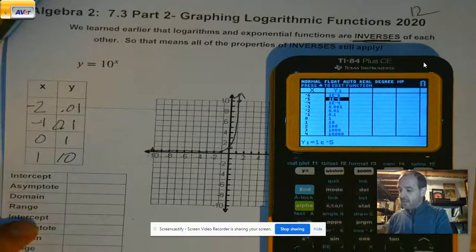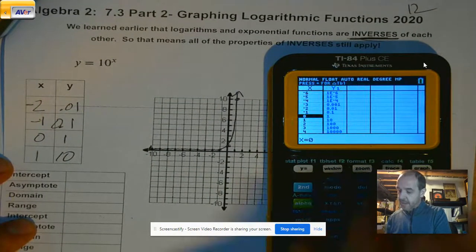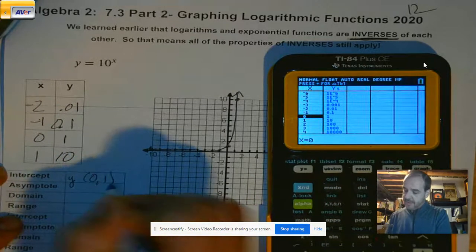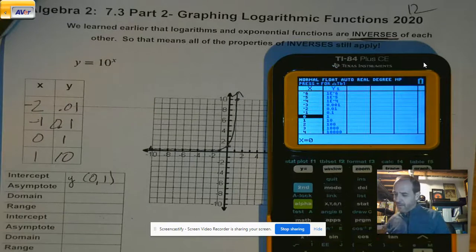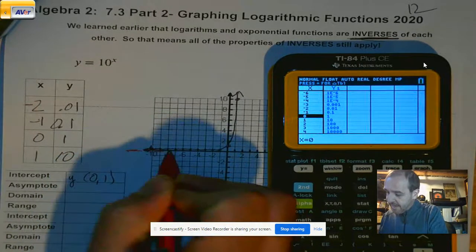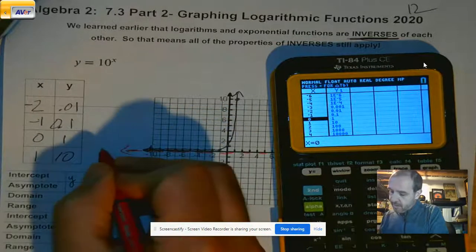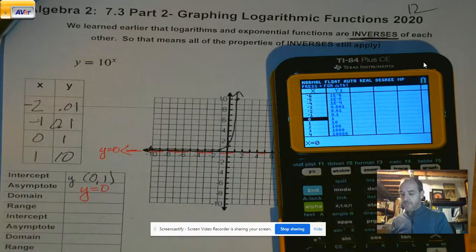So let's take a look at some things. We've got a y-intercept at 0, 1. For us to have any intercept, you have to have a 0 either on x or a 0 on y. So we'll take note of that here in a little bit. My asymptote, remember, is my do-not-cross line. I get really close to it, but I never go over it. And that's at y equals 0.